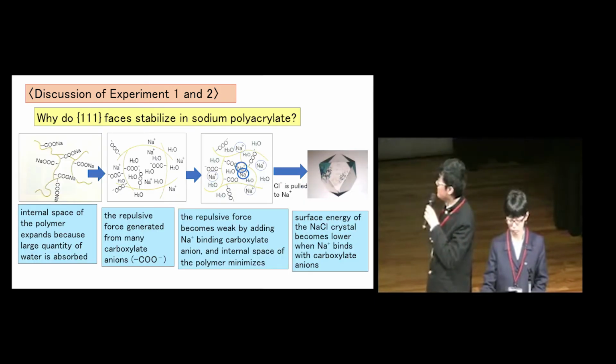So why do 111 phases stabilize in sodium polyacrylate? A large quantity of water is absorbed, and the internal space of the polymer expands. Then repulsive force is generated from many carboxylate anions. By adding Na cations binding to carboxylate anions, the repulsive force becomes weak. So the surface energy of the NaCl crystal becomes lower. And Cl anions are put next to Na cations, so 111 phases stabilize.